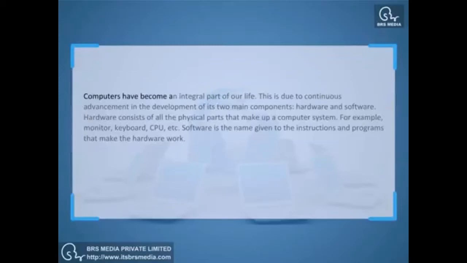Computers have become an integral part of our life. This is due to continuous advancement in the development of its two main components, hardware and software. Hardware consists of all the physical parts that make up a computer system, for example, monitor, keyboard, CPU, etc. Software is the name given to the instructions and programs that make the hardware work.